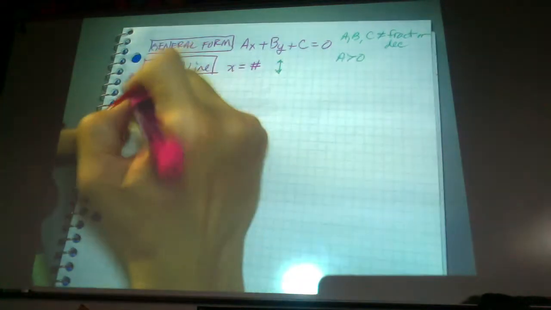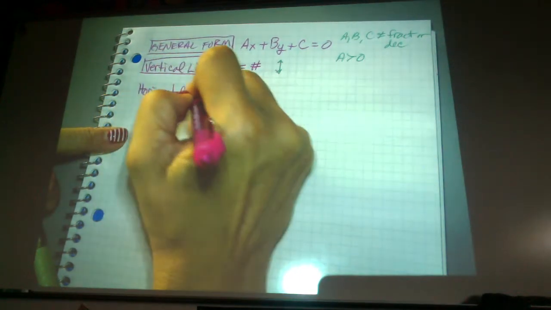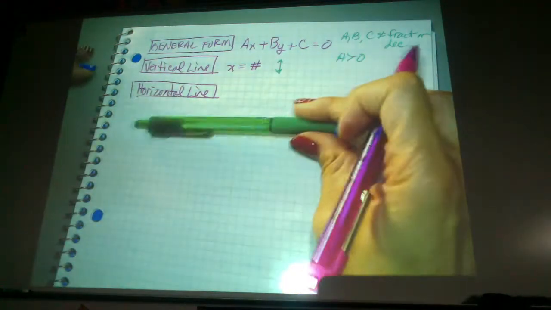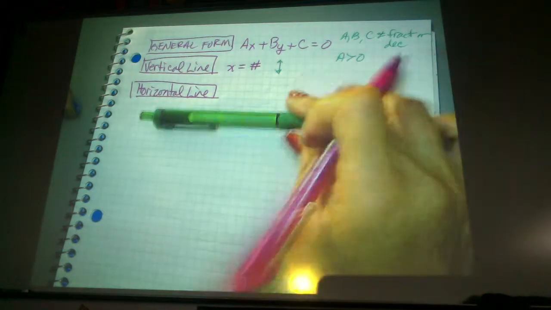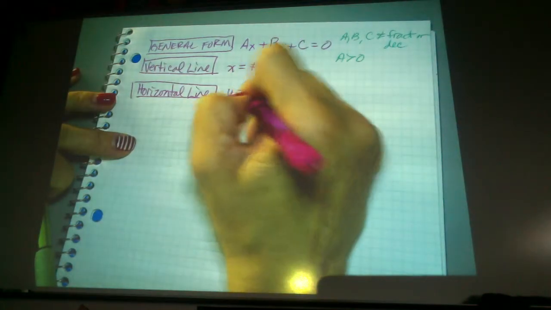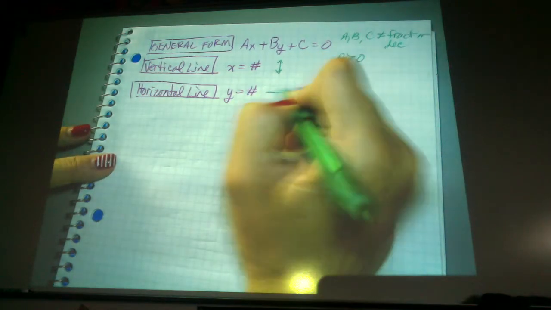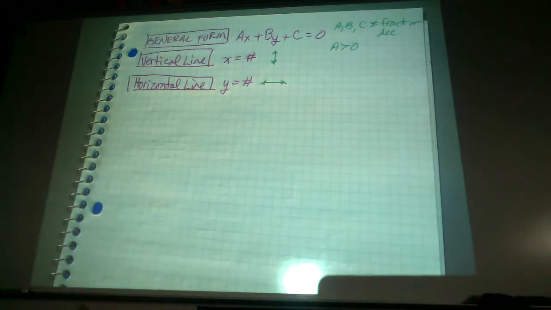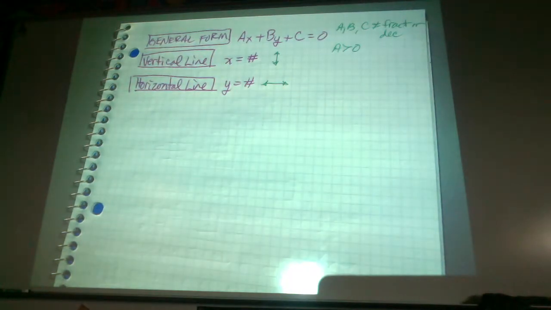And horizontal line. There's a lot of horizontal lines in pre-calc as well. Horizontal lines are this way. They go through what axis? The y-axis. So it's always y equals a number. Visually, a horizontal line would look like that. So those you also might have to know, so make sure that if you're asked to put a line in general form, that you know how to do that.